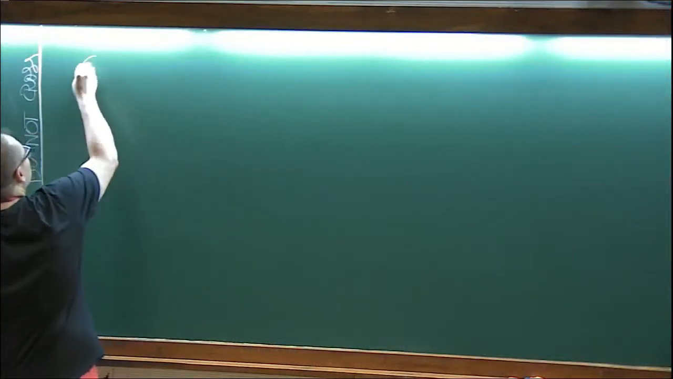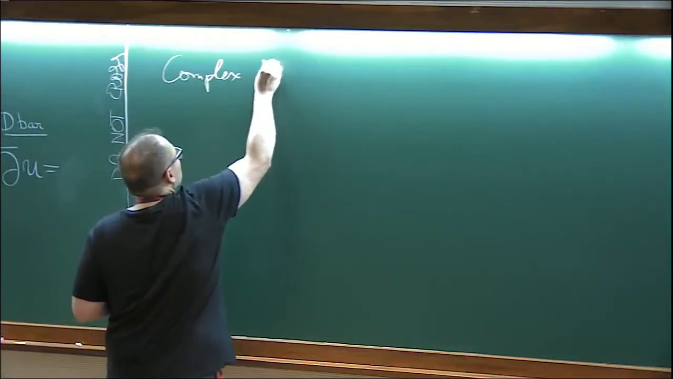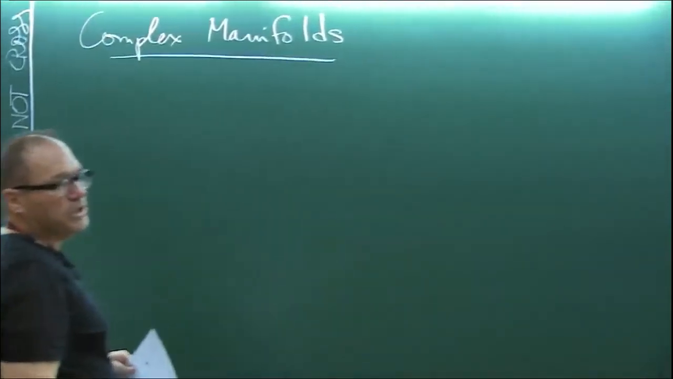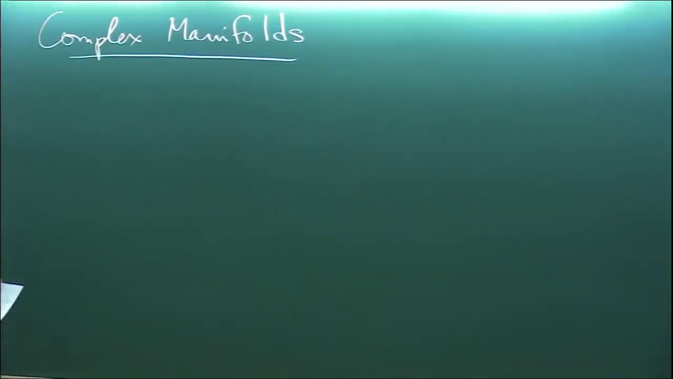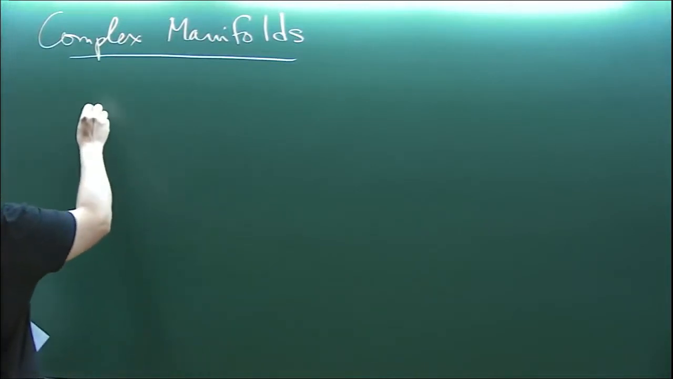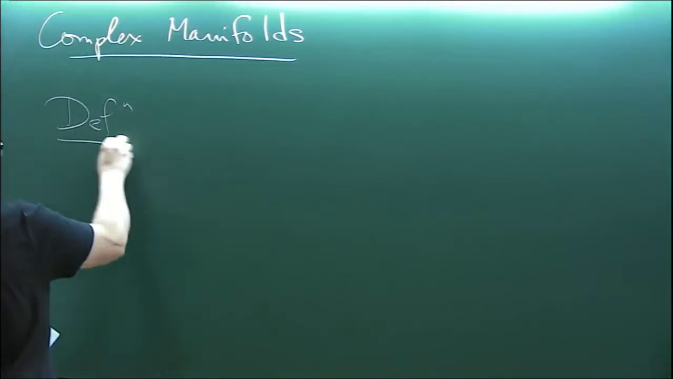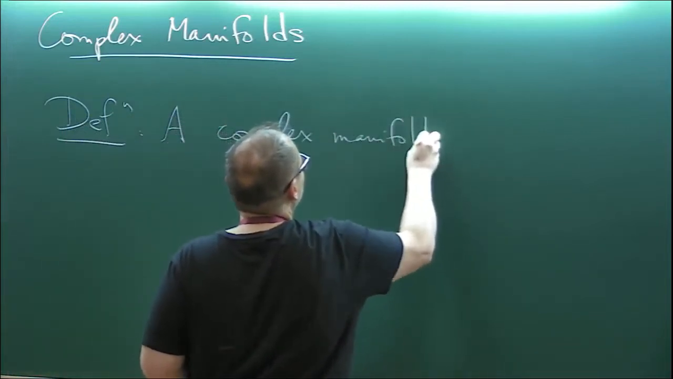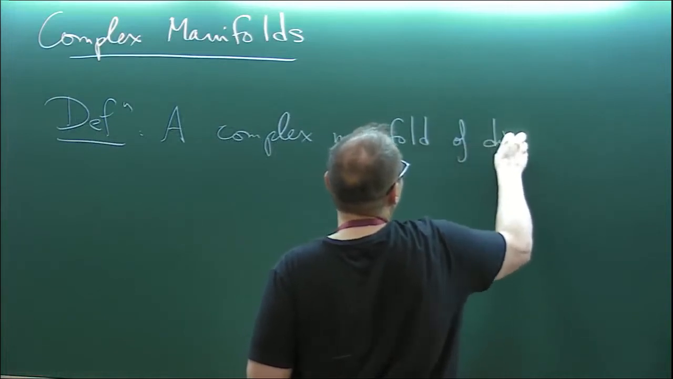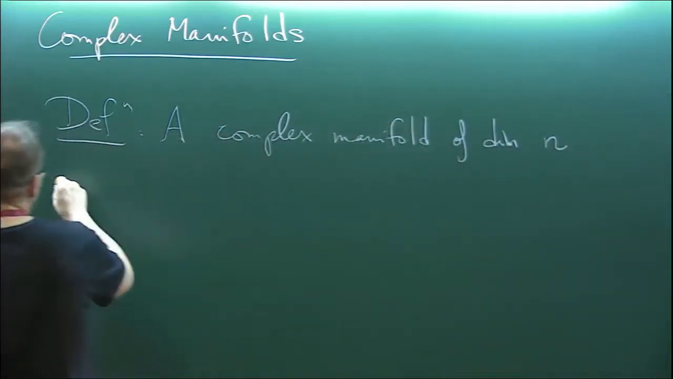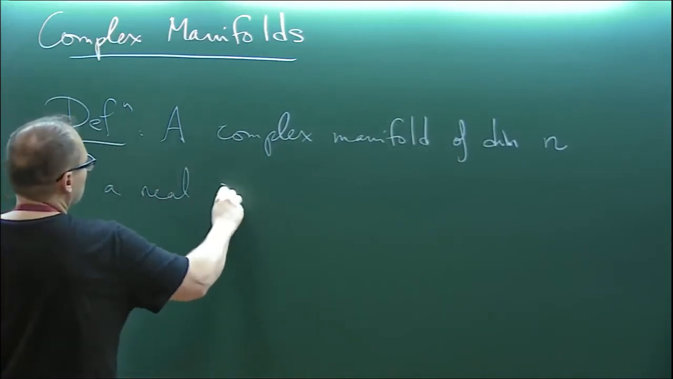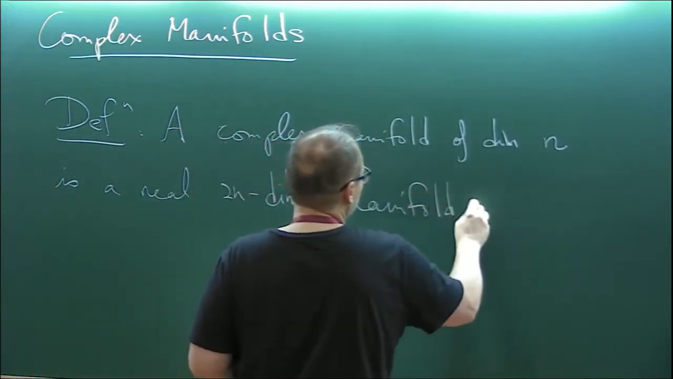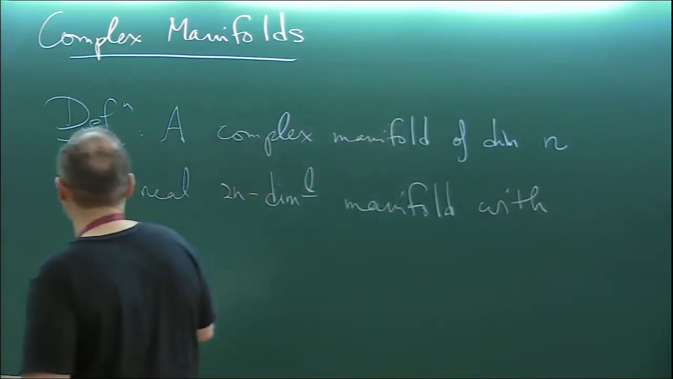Okay, so I want to start with talking quickly about complex manifolds. Implicitly, I assume that you know what real manifolds are, and so a complex manifold of dimension n, so this is its complex dimension, is a real 2n dimensional manifold with a holomorphic atlas.